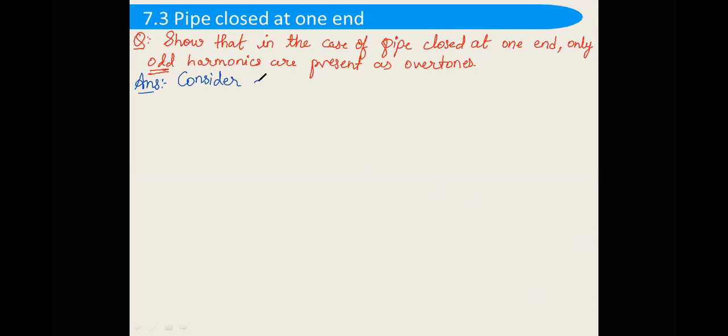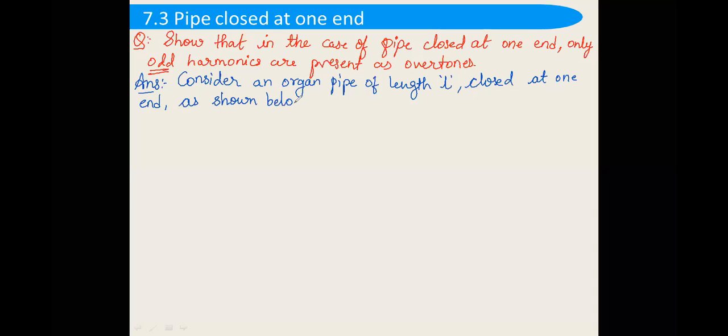Consider an organ pipe of length L, closed at one end, as shown below. So we have to draw a diagram of the pipe which is closed at one end.